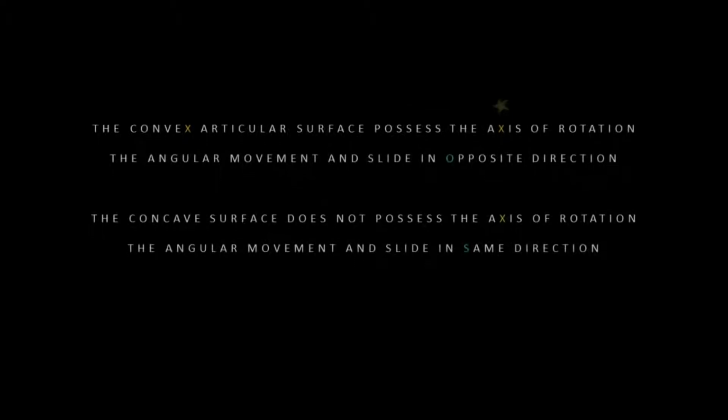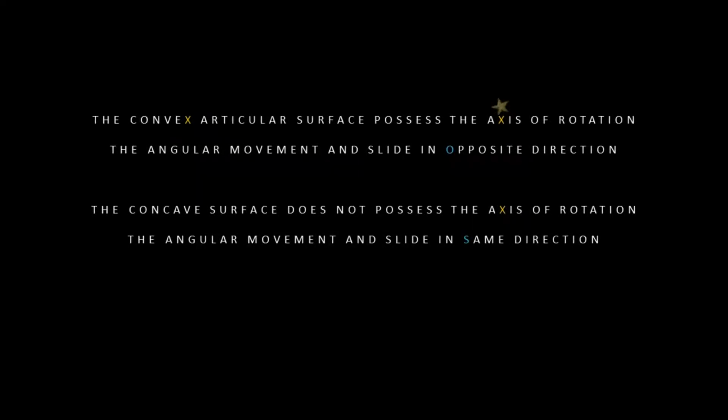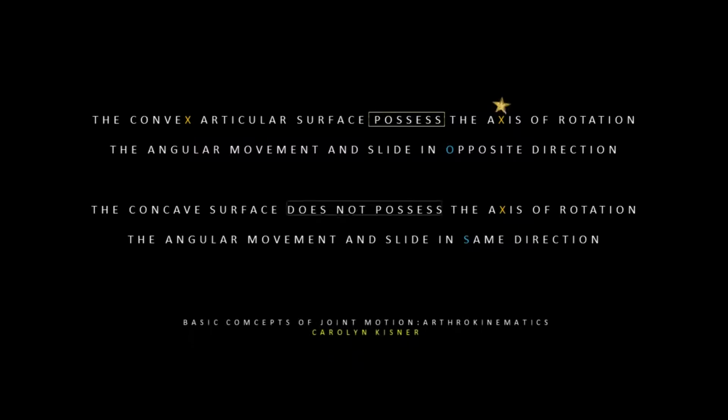Yes, it is the axis of rotation. The axis of rotation determines what sort of movement is happening. The convex articular surface possesses the axis of rotation, so the angular movement and slide will be in opposite directions. But the concave articular surface does not possess the axis of rotation, so the angular movement and slide are in the same direction. To understand this in a better way, I have a demonstration which is going to be very simple to understand.